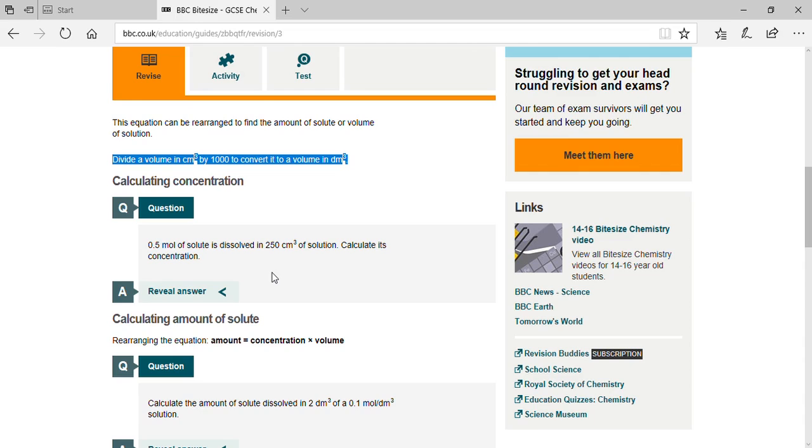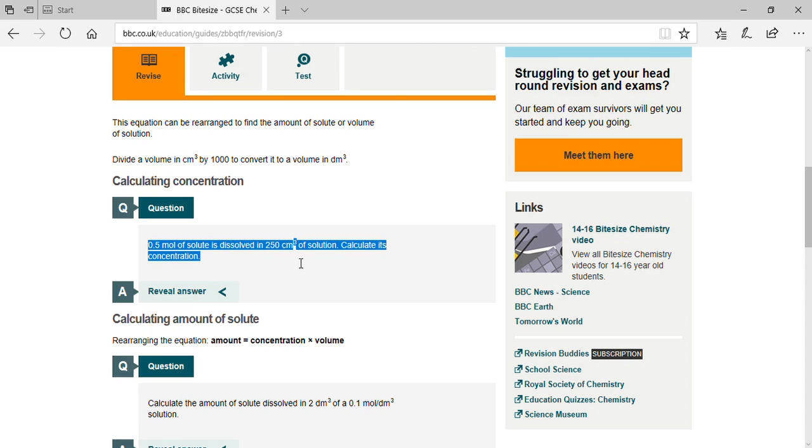Here you can see the first question, which is simple. 0.5 mole of solute is dissolved into 250 centimeter cube of solution. They are asking what the concentration is. So you have to apply the formula: concentration equals moles of solute divided by volume of solution. Moles of solute is given as 0.5, and volume is given as 250 centimeter cube. Beta, it is given in centimeter cube, so you have to divide that by 1000 to convert it into decimeter cube. Because unless you convert every quantity into standard form, it will not be possible to get your answer correctly.